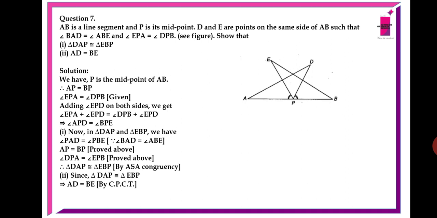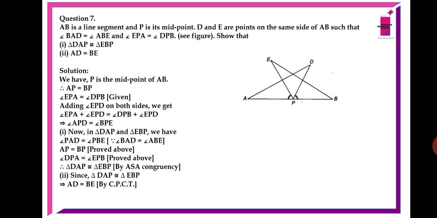When I add EPD on both sides, we get angle EPA plus angle EPD equal to angle DPB plus angle EPD. If I add EPA and EPD angles, you will get angle APD. Same way, if I add DPB and EPD, I will get angle BPE. Therefore, angle APD is equal to angle BPE.